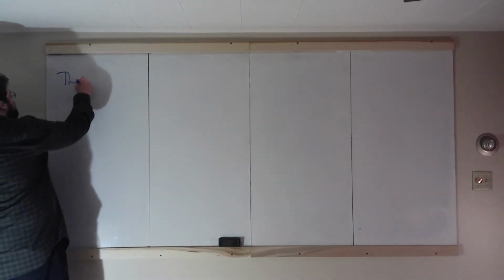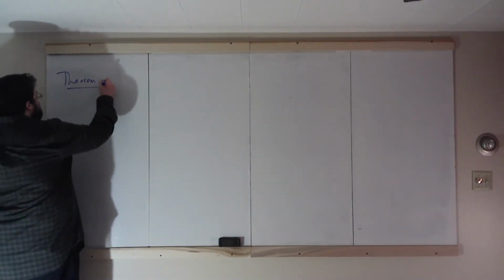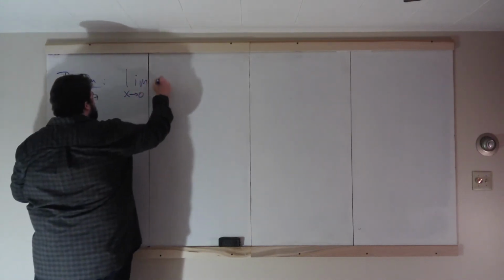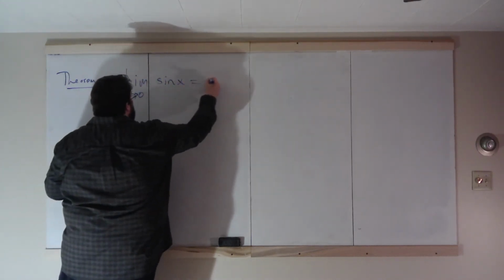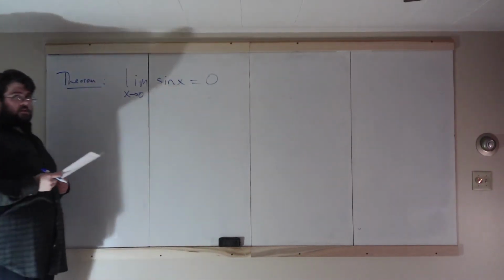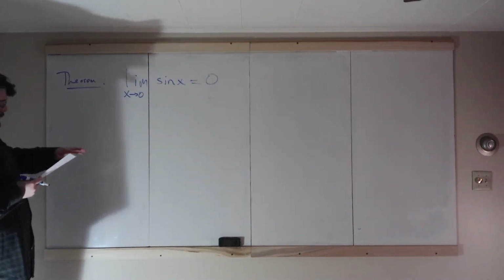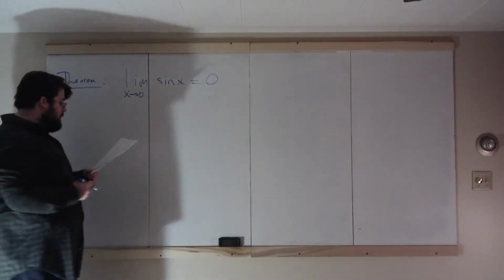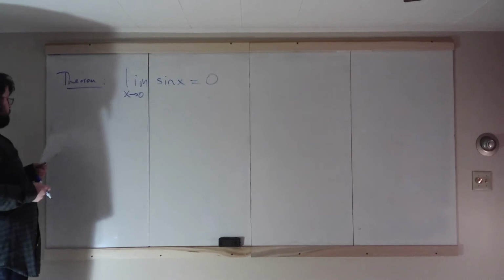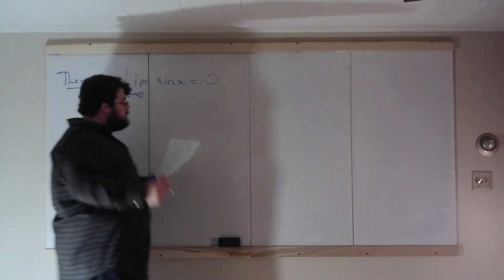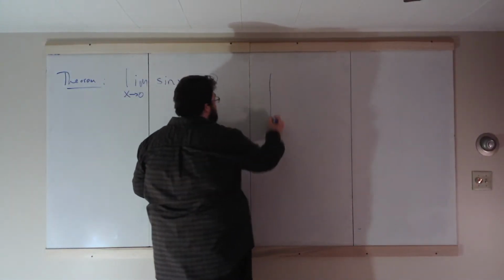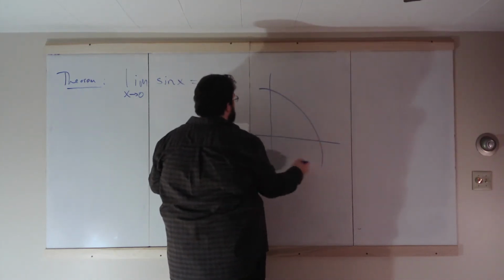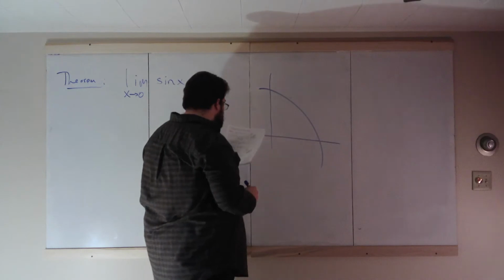Theorem. We're going to prove the limit as x approaches 0 of sine of x equals 0. We're going to prove it using squeeze theorem. We're not going to prove it with a direct substitution. That will be later today. To start this, I'm going to draw a picture using the unit circle. I'm just going to look at the first quadrant because that's all we need.